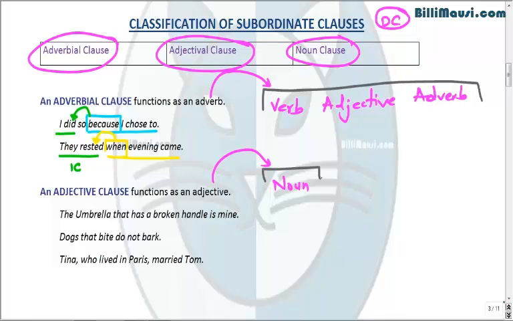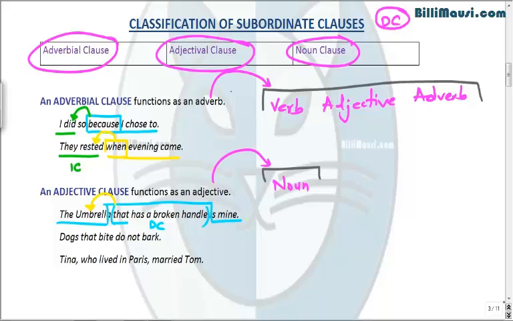The umbrella that has a broken handle is mine. First of all, we need to trace the dependent clause. You can again make a note that an adjective clause is always introduced by a relative pronoun. So here we have that as a relative pronoun, has a broken handle as the dependent clause. The independent clause is the umbrella is mine. So you see that has a broken handle is giving us information about the noun umbrella. So this dependent clause that has a broken handle is behaving as an adjective clause.